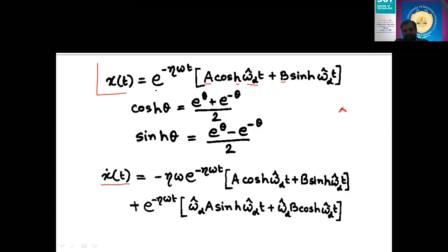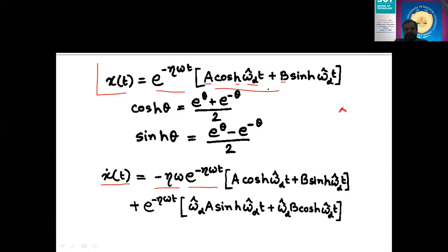Again, you have two terms, this and this. In the first, I take the derivative of this term, and this term stays as it is. In the second, I take the derivative of this term, and this term stays as it is. So let us differentiate this term. Minus eta omega is the constant which will come out, so minus eta omega into e raised to minus eta omega t. The first term derivative is over. The second term stays as it is, so I'm putting A cosh omega d t plus B sinh omega d t as it is.